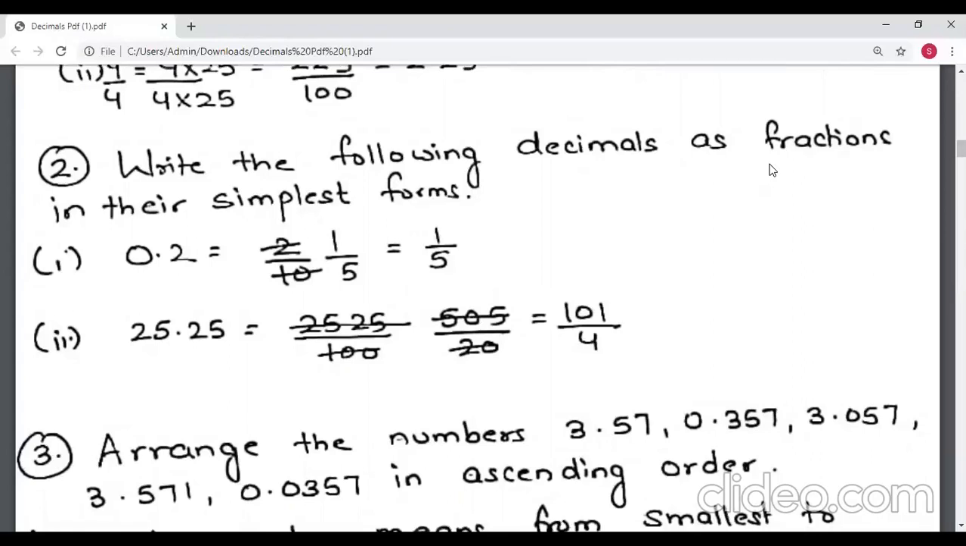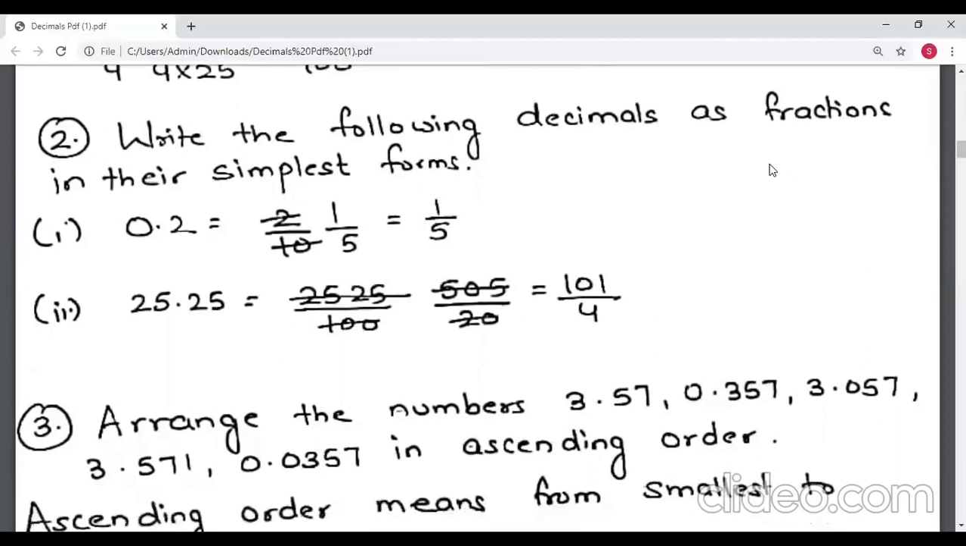Second part is 25.25. We'll write this number as 2525 upon 100. Try to cancel this number by 5. We'll get 505 upon 20. Then one more time this number can also be cancelled by 5. So the answer will be 101 upon 4.